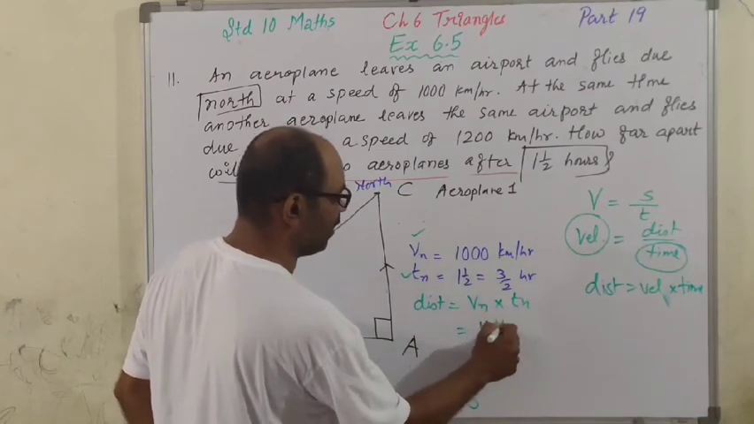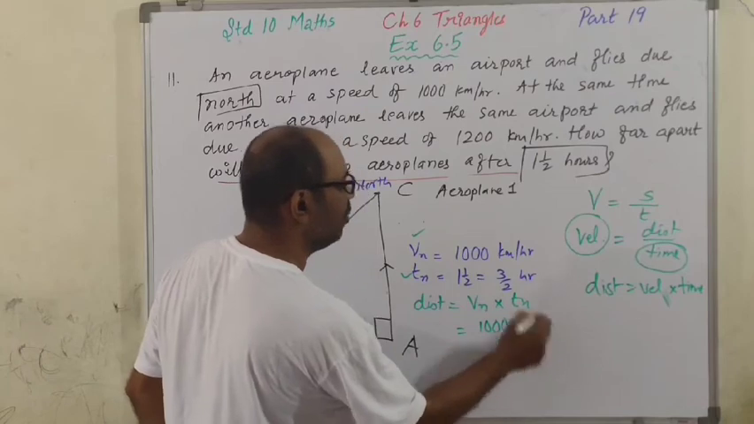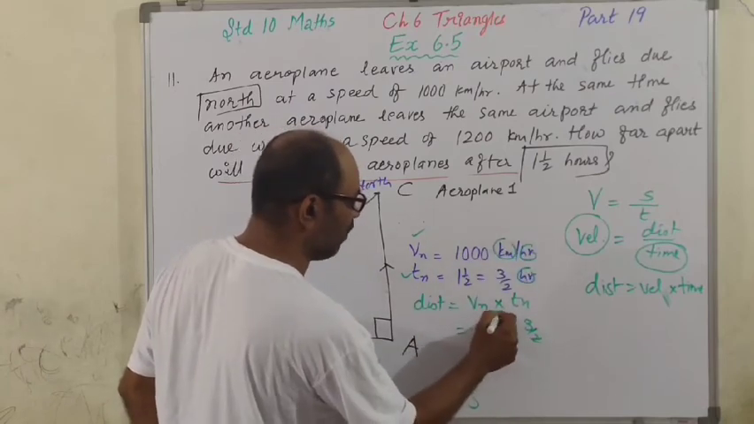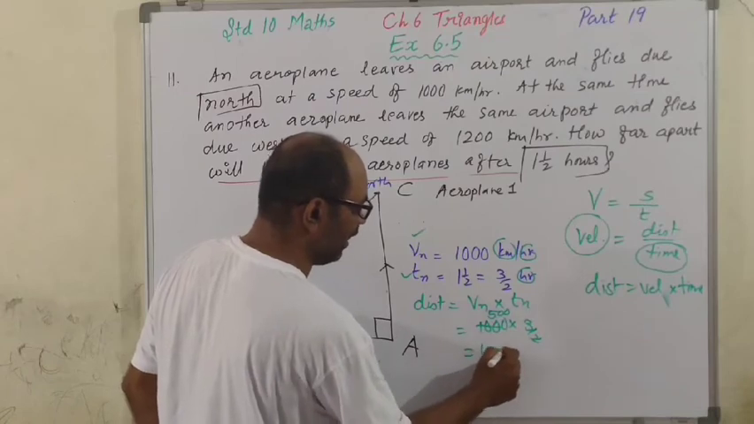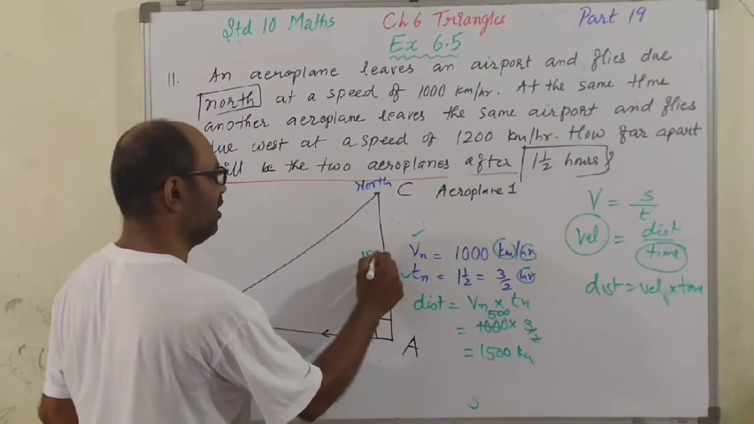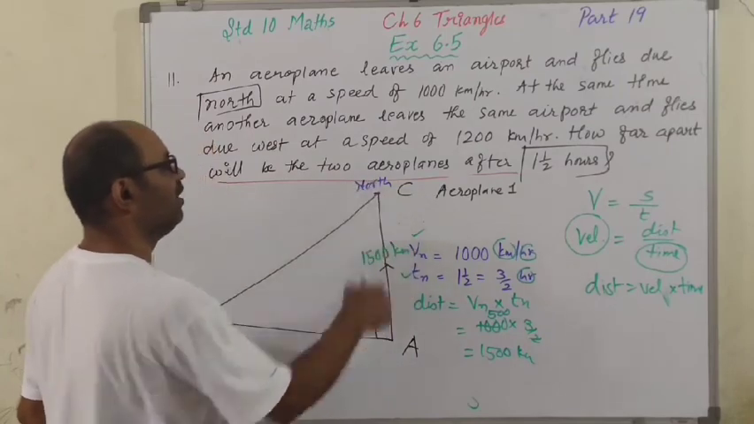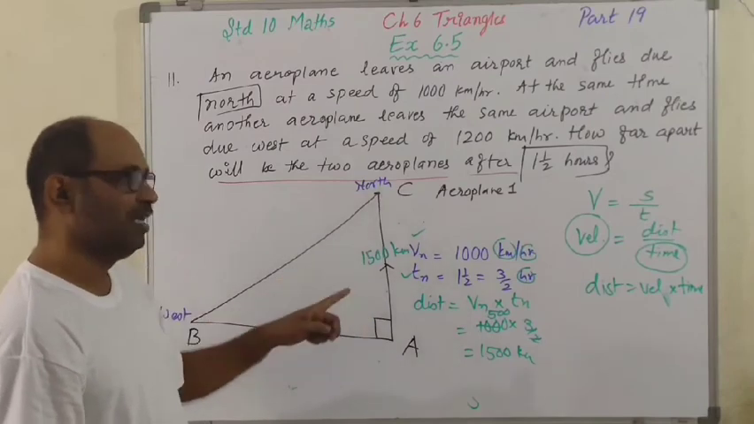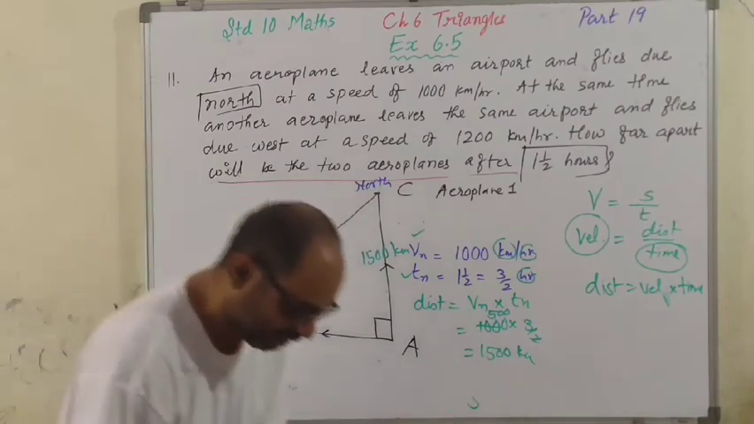That is 1000 into 3/2. Hours, the unit is the same. 2 ones are 2, 2 500s are 1000, so that is 1500 distance, in kilometers. So the distance traveled by aeroplane 1 moving north in 1.5 hours is 1500 kilometers.